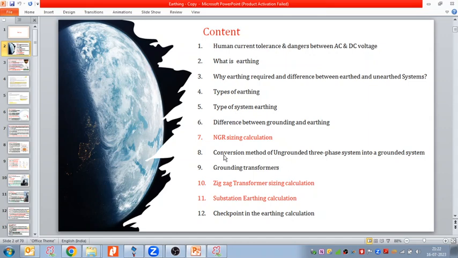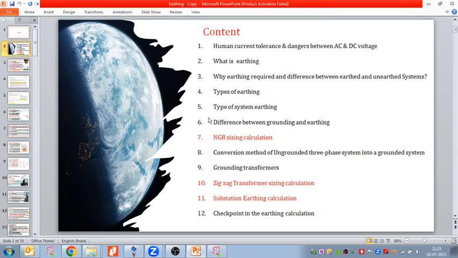And then after this we will come to the substation, and for that we will discuss the substation earthing calculations and then drawing preparation as well, and a few checkpoints when we do the earthing calculations or prepare the earthing drawing. So this is a brief content I have prepared for this earthing session. So let us go one by one, step by step, right?